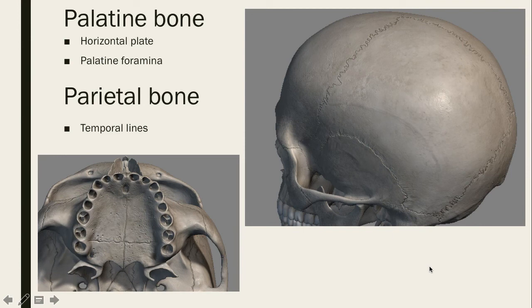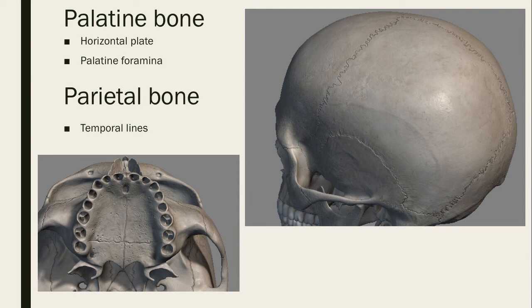Next we have the palatine bone. That includes the horizontal plate right here. Be careful not to get that confused with the palatine process, which is higher up. So we're just talking about this rectangle right here. It's the horizontal plate. And then on either side we have these little holes, which are called the palatine foramina. Foramina is just a plural version of the word foramen.